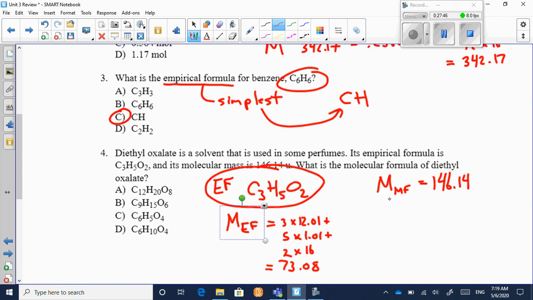And then look at this. We're going to come over here, and we're going to divide. And this is what I showed you in the study notes. You divide those two, and you get a multiplier of 2. So really it means that in order to get the molecular formula, we've got to multiply my empirical formula by 2. Every one of those subscripts gets multiplied by 2. So it'll be 6, 10, and 4. Oh, there it is. It's D.